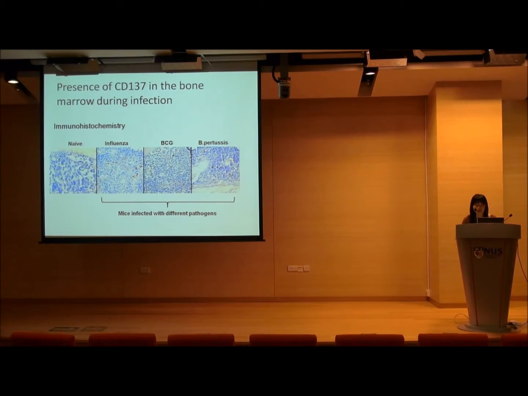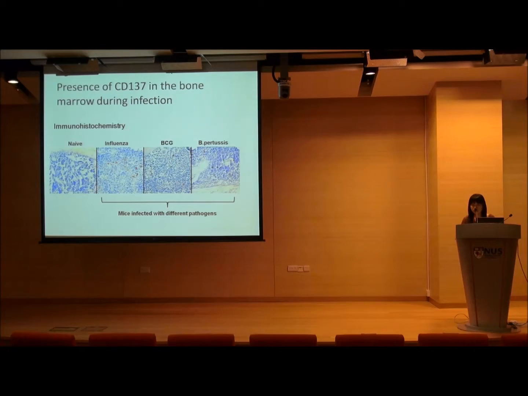So as you can see, in the naive mice we have very little or hardly any signals. So these mice are healthy, they are not infected. But if the mice become infected with pathogens, you start to see an increase of these CD127 positive signals. So meaning that we have more crime reports in the headquarters of our hematopoietic systems.